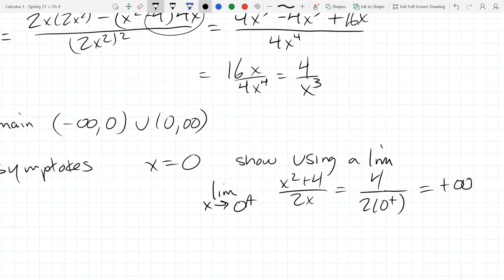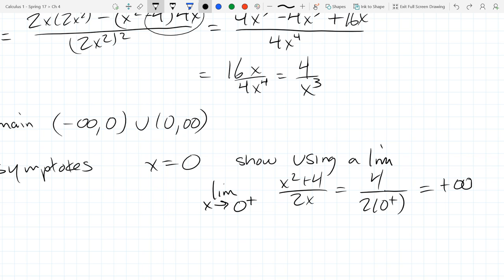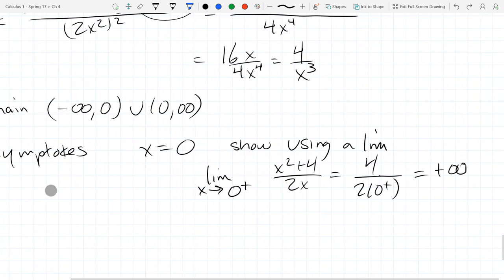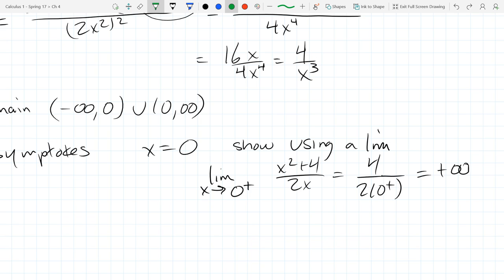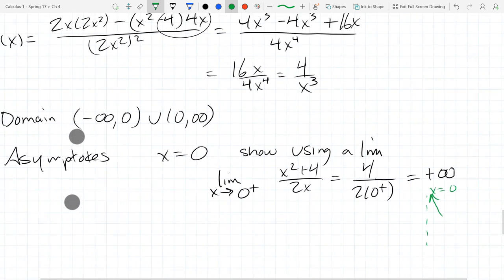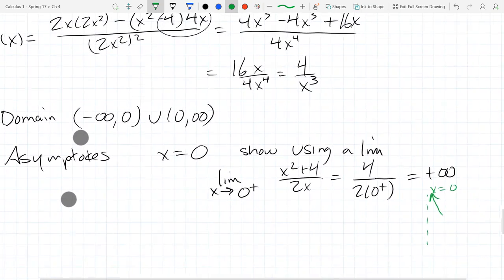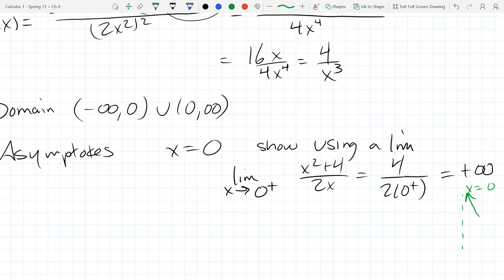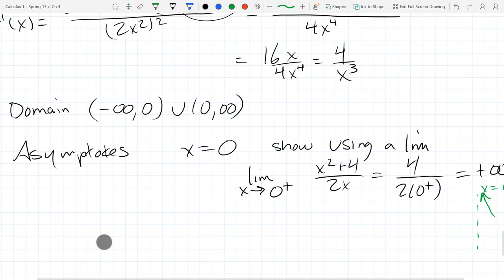If I approached on the negative side instead of the positive side, I would have gotten negative infinity here. So if I approached on the left side, I would have gotten negative infinity. You don't need to write this down, but this gives us a little bit of information. This means at the x equals 0 vertical asymptote, if I approach on the right side, our graph will go towards positive infinity. You don't need to write that down, but it's something to keep in mind when we finally draw our graph.